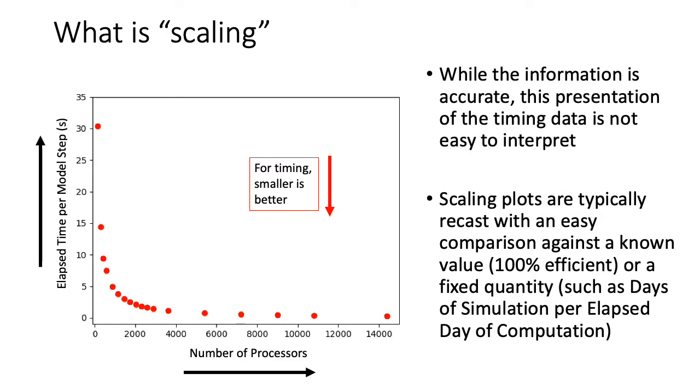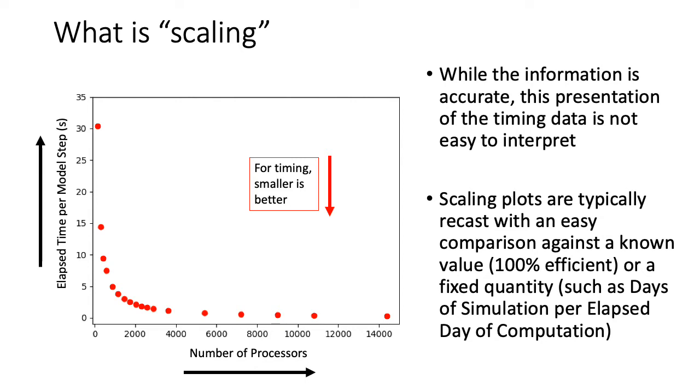So this is a timing plot. On the abscissa, heading towards the right, the number of processors is increasing, and on the ordinate axis is the elapsed time to do the model steps. As we move towards the right, the amount of time to do a model time step is reduced, which is expected as you use more processors. So this information is entirely accurate, but the presentation is just not all that easy to interpret.